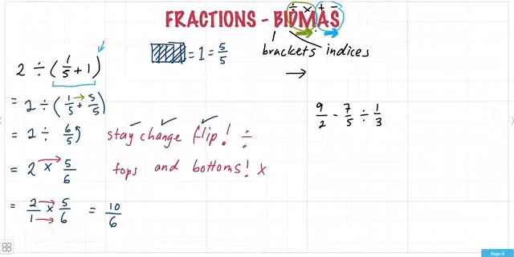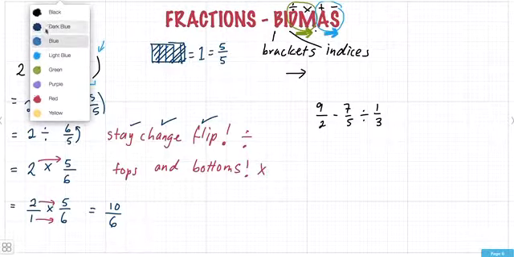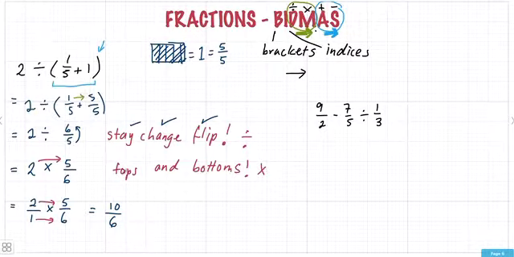Now you want to make this in what we call simplest form. So look for a number that divides into both the top and the bottom there. And we know these are both even numbers, so we can divide them both by 2. So we get 10 divided by 2, which is 5, and 6 divided by 2, which is 3.